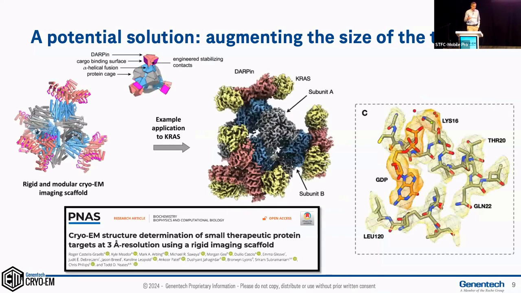There's a whole family of solutions to this. One of them is, of course, you get better detectors, better microscopes, better sample prep techniques in general. Another one is you can cheat your way out of the problem by augmenting the size of your target. And so this is one of my favorite approaches out there from the lab of Todd Yates at UCLA, where they design symmetric rigid cages on the surface of which are binding proteins, in this case, DARPins, and you can select DARPins that in theory could bind to any target.